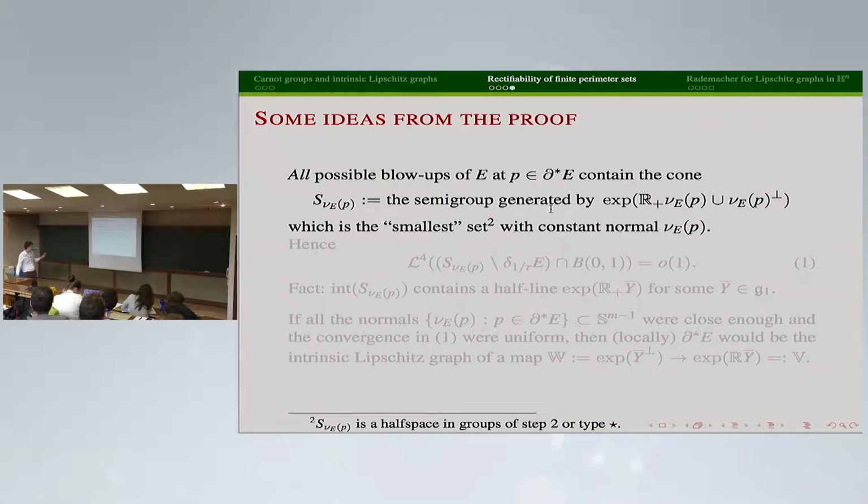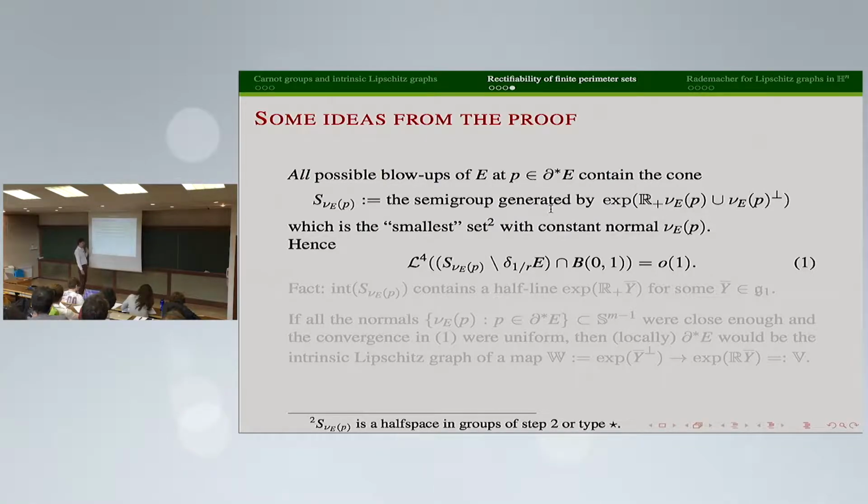But for instance, in Engel, in general, it might happen that the semi-group is less than a half space. For instance, the cone I told you about before, which is actually the semi-group associated to the horizontal abnormal direction in Engel, I believe. What happens is that the semi-group is smaller. But now all blow-ups contain this semi-group S.